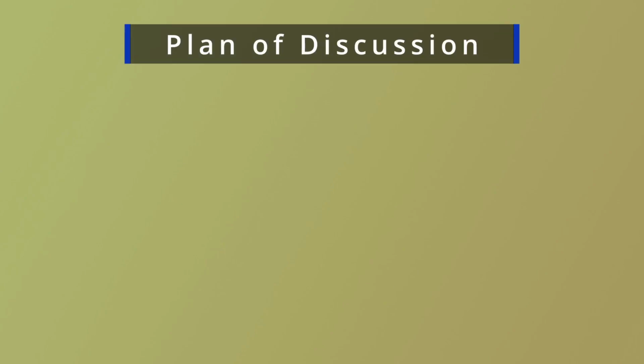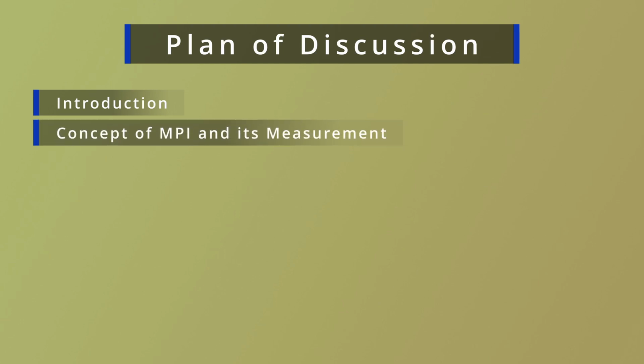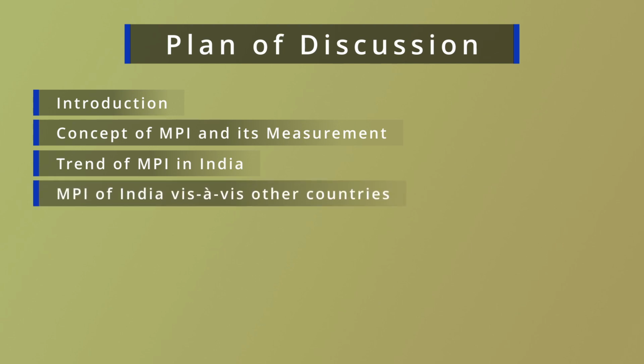The module consists of 5 sections. Section 1 introduces the background of the multidimensional poverty index. Section 2 deals with the trends of the multidimensional poverty index in India. Before discussing the trend, we will discuss how we can measure it. Section 3 describes the trend of multidimensional poverty in India in comparison with other countries. And the final section is the conclusion, where we will make some concluding observations.